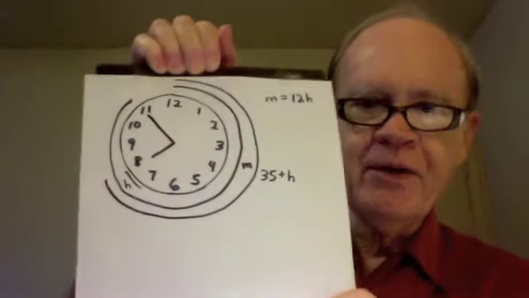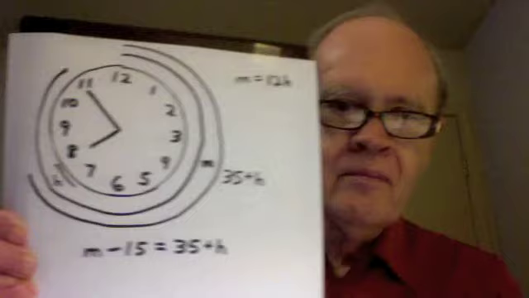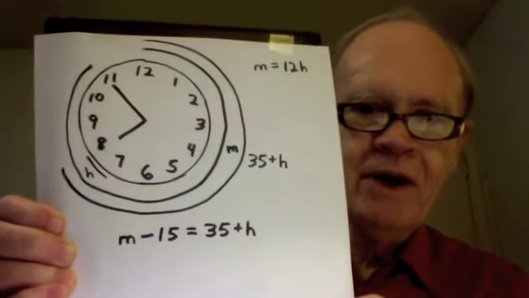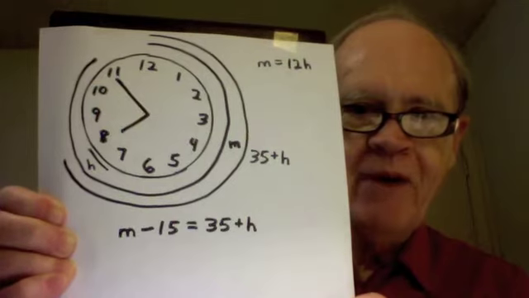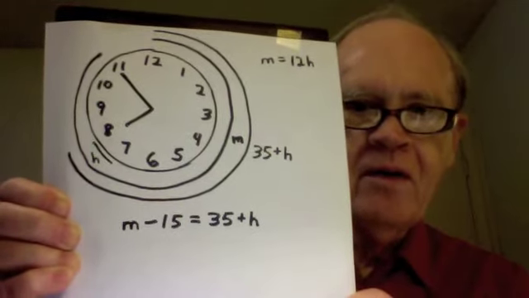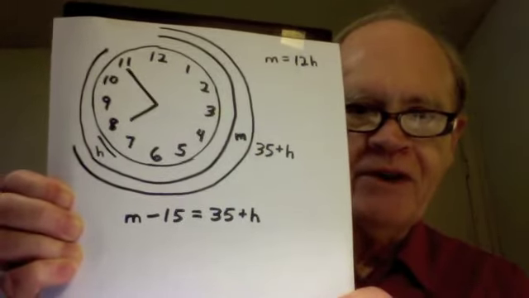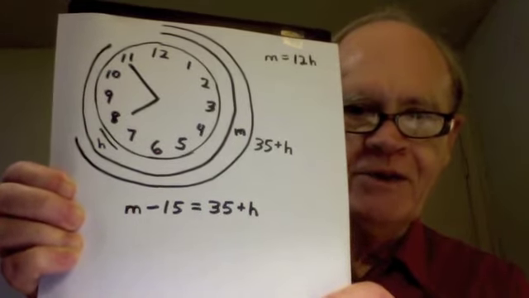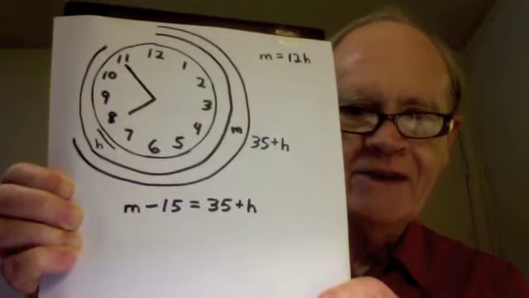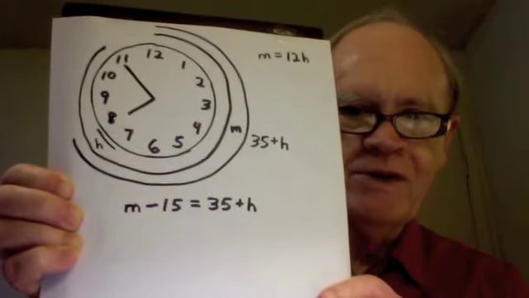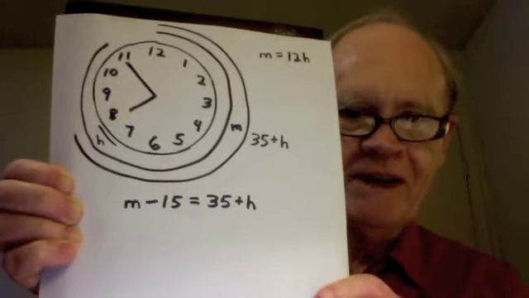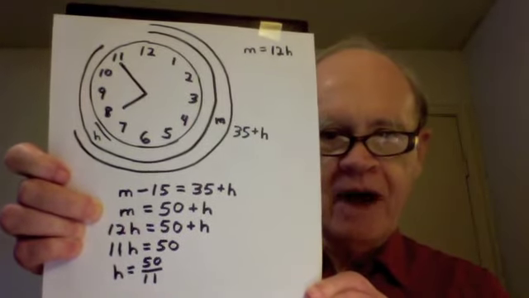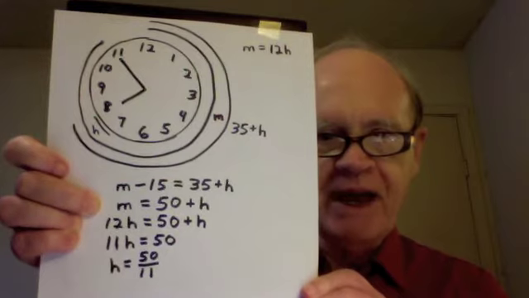is 35 plus H. And again, the hands are at a right angle, and so how does 35 plus H compare with M? Well, in this case, M is 15 units longer than 35 plus H. So I write M minus 15 equals 35 plus H. I add 15 to both sides of that equation. I have M equals 50 plus H.